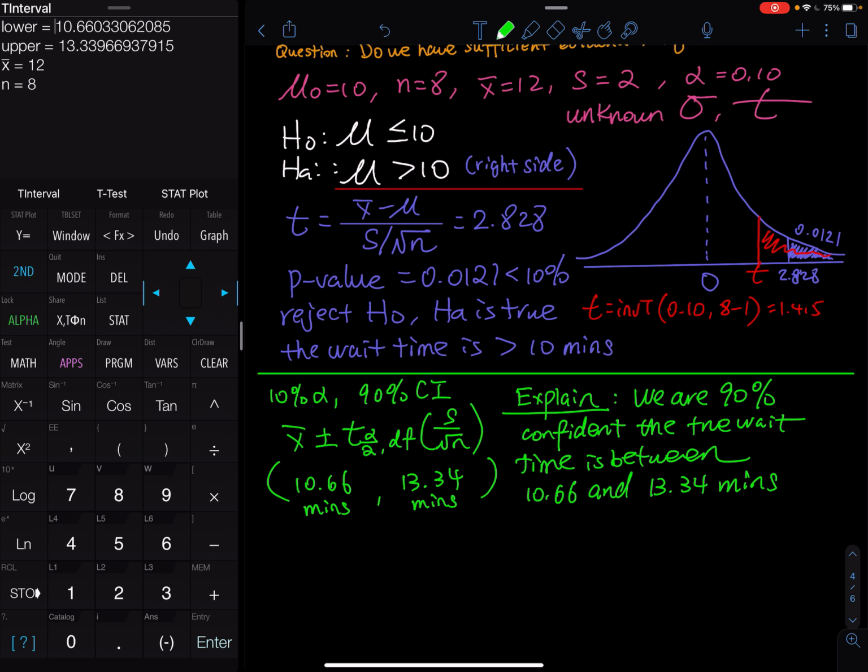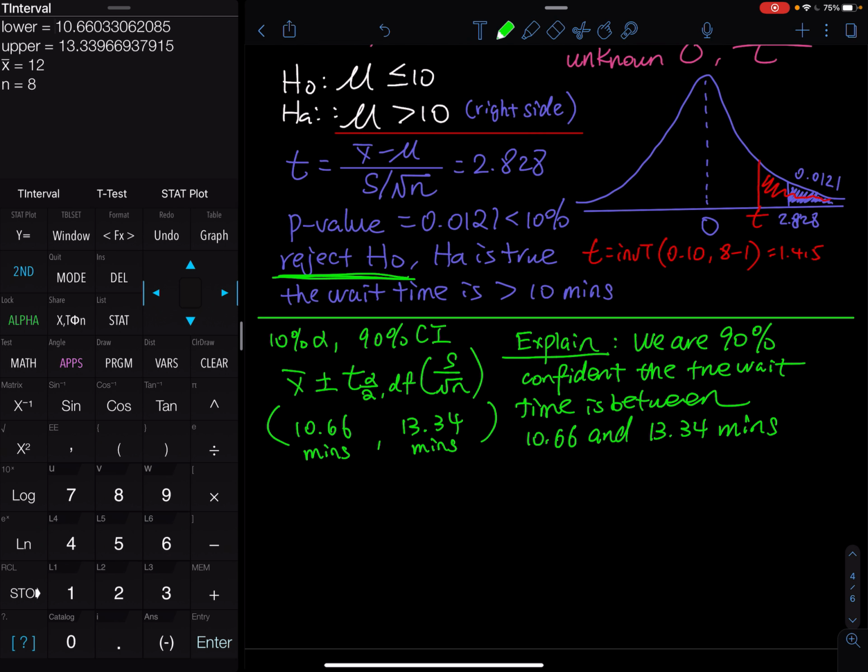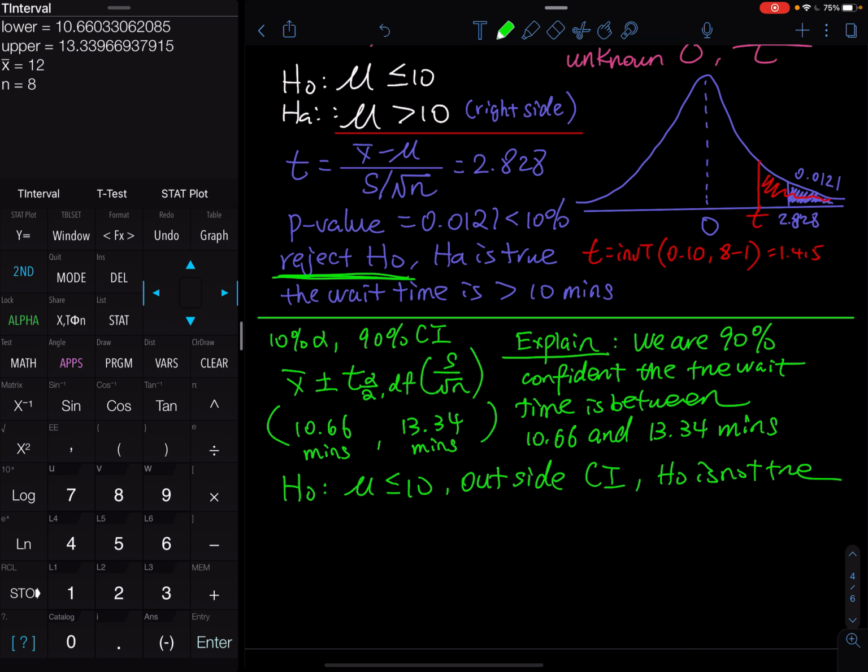And then how do you do a verification? I want to support my conclusion, that I reject H naught. I want to make sure this is right. So all you have to do is recall H naught. H naught is mu less than or equal to 10. This inequality is completely outside the confidence interval, so that is not the truth. So H naught is not true, then you reject H naught. That is the end of the confidence interval analysis.